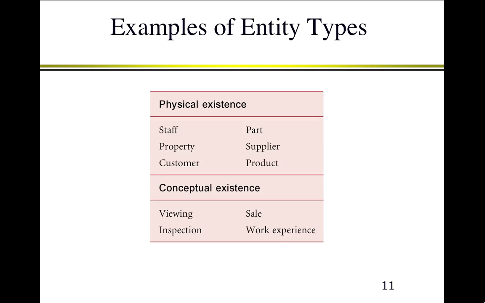We have different types of entities. We have entities with a physical existence. We have ones with conceptual existence. The physical ones would be staff, property, customer, part, supplier, products. The conceptual: sales order, work experience.